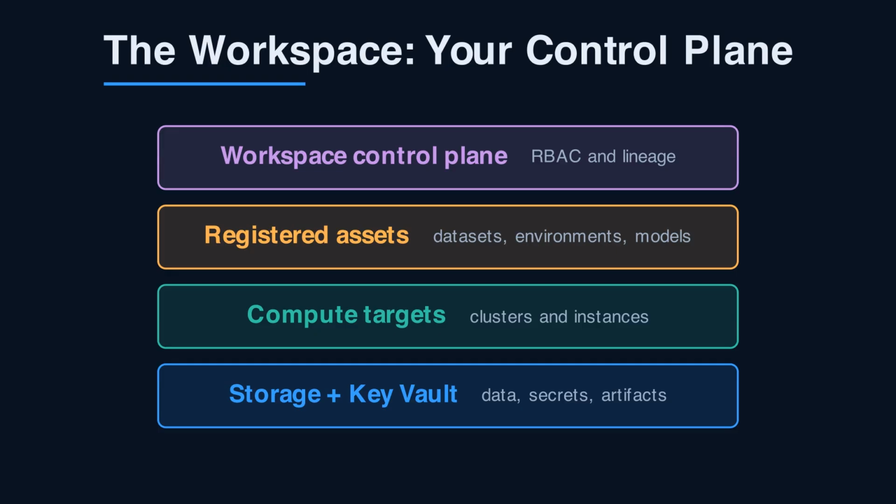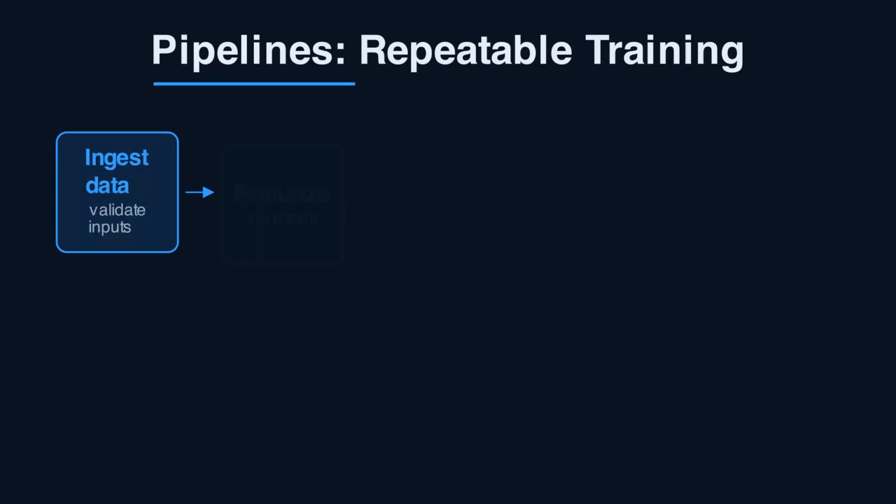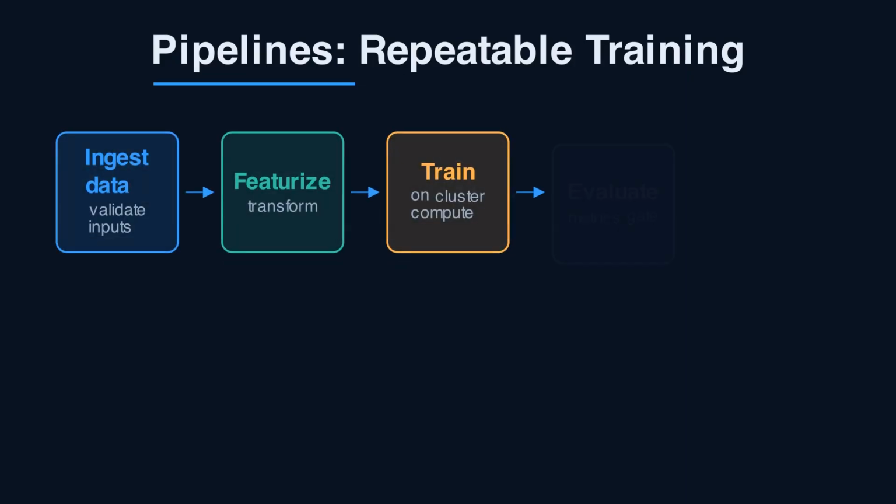Access is governed through Azure role-based access control, so a data scientist and an ops engineer can share the same workspace with different permissions. The key idea: the workspace gives you one governed place where experiments, models, and deployments are all linked together. A pipeline is how you turn a messy notebook into a repeatable production-grade workflow.